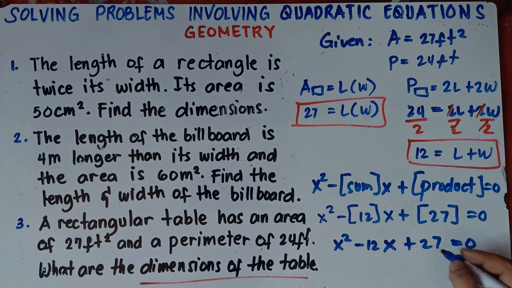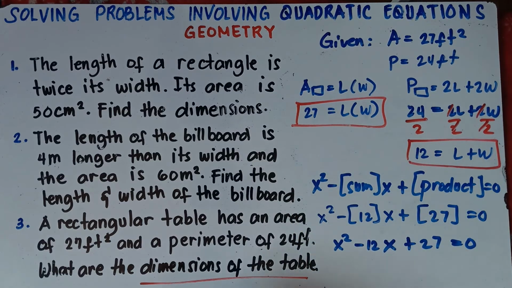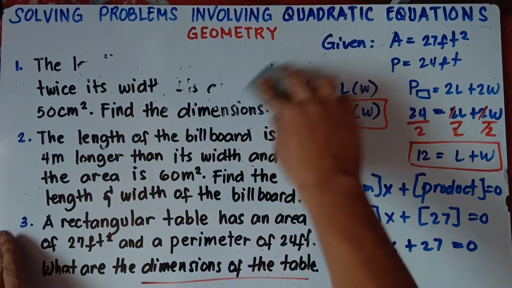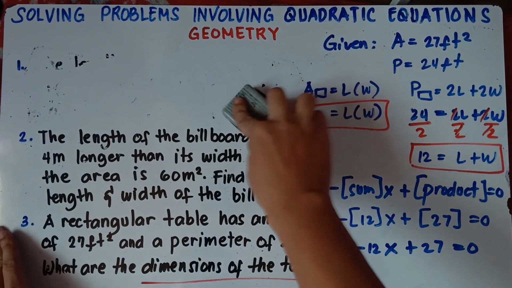So for 27, class, let me just write it here. We don't have enough space, class. So you pause the video, class. I will be erasing this part. Or let me try this part, class. Number 1, we already answered number 1. Alright, so I hope you're still with me.